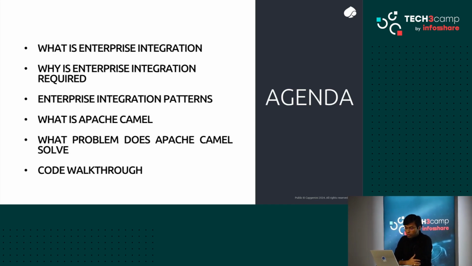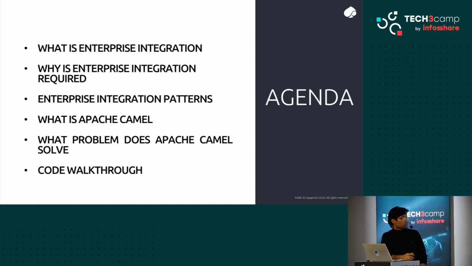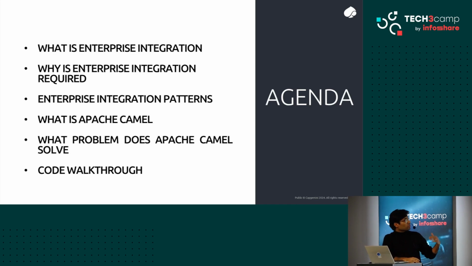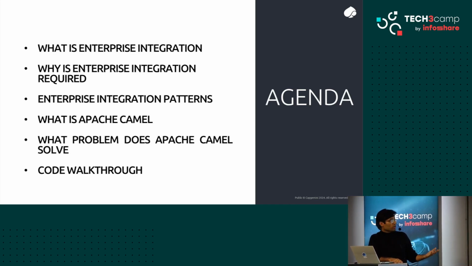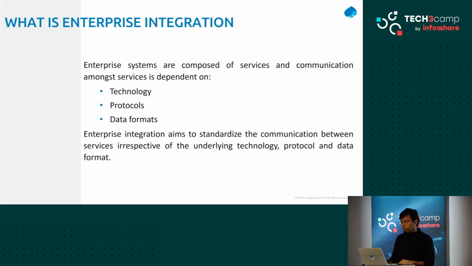Basically, we'll look at what is enterprise integration, why is it required, and then we'll see some enterprise integration patterns, like how they help in achieving or realizing enterprise integration. We'll also broadly discuss what is Apache Camel, a bit about its architecture as well, and what problem it actually helps us solve in terms of implementing as well as using enterprise integration patterns in our day-to-day implementations and software architectures. So to start off with, the first question that we have is, what is enterprise integration?